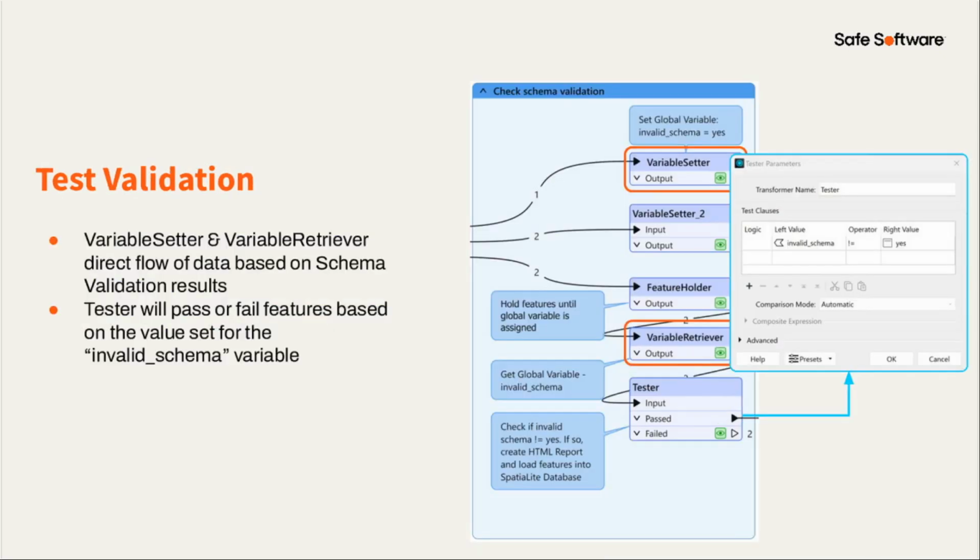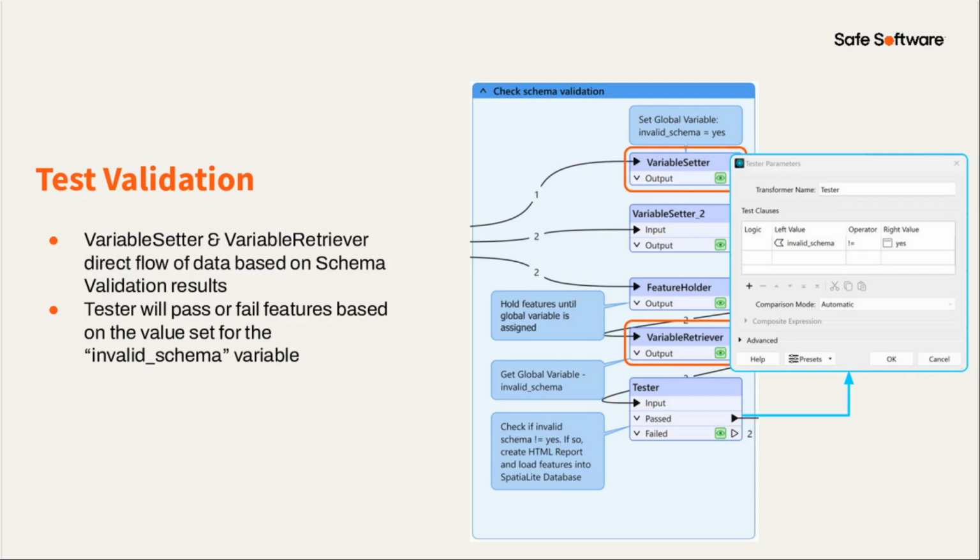So to validate our features, we know that any of those features coming out of the inserted and the deleted ports are going to be telling us that the schema that the user has uploaded is no longer valid. So we can use the variable setter to set a global variable called invalid schema, and we'll set that value to yes.